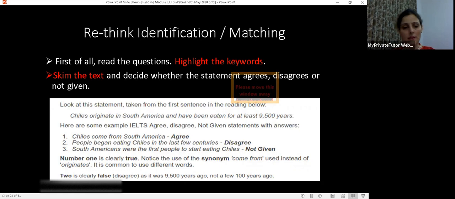So disagree. South Americans were the first people to start eating chilies. It is not like this. The chilies originate in South America and have been eaten for at least 9,500 years. This is the exact information, but it's not there, that they were the first people who started eating chilies. Not given. The answer is going to be not given.